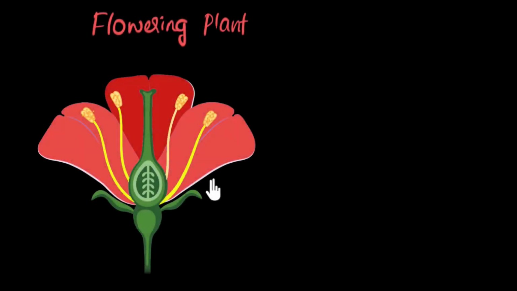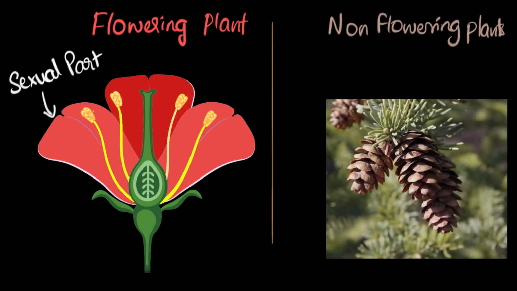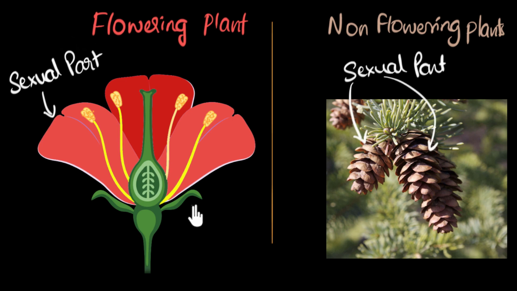If you look at the flowering plants, which are also called angiosperms, then the flower represents the sexual part of that plant. On the other hand, if you look at non-flowering plants, which are also called the gymnosperms, then these cones represent their sexual parts. But you know what? Flowers are beautiful. And so in this video, we will look at the different parts of the flower, and we'll focus more on something called unisexual and bisexual flowers and look at some of their examples.